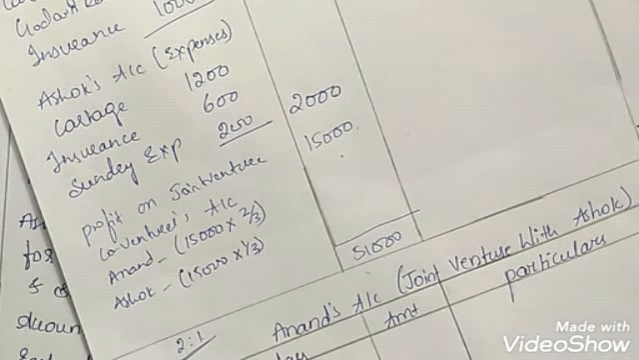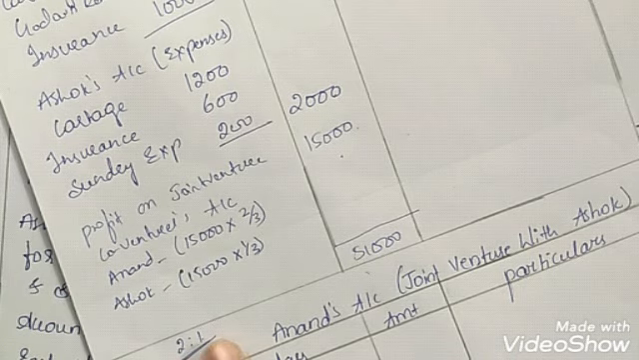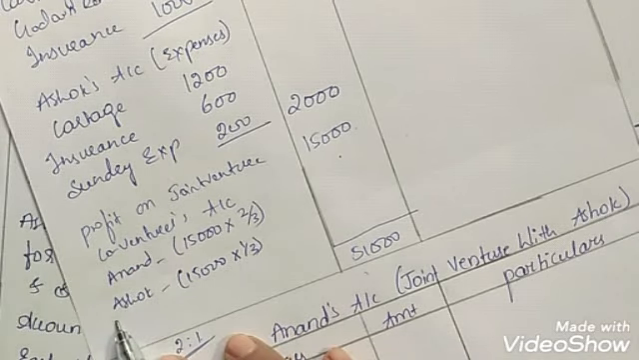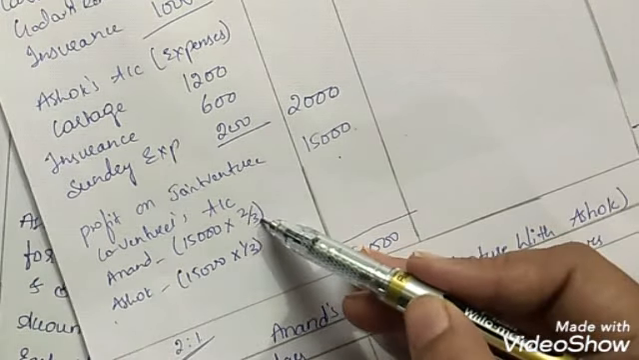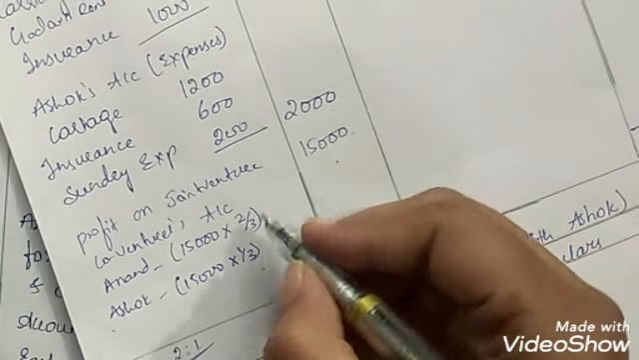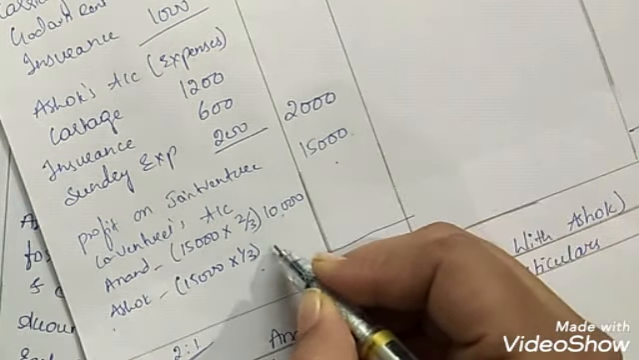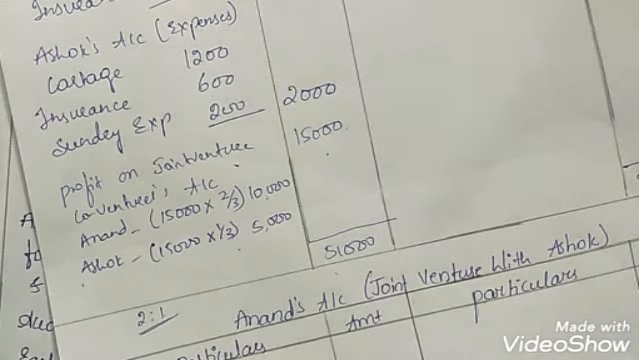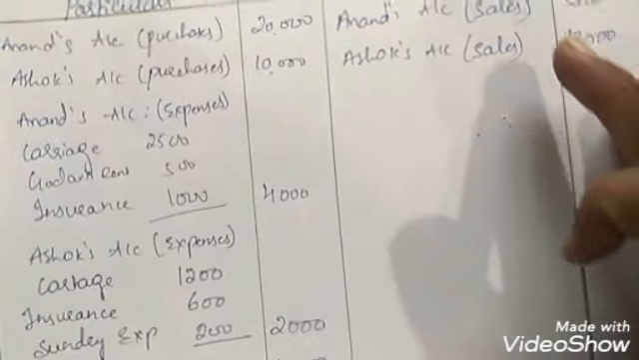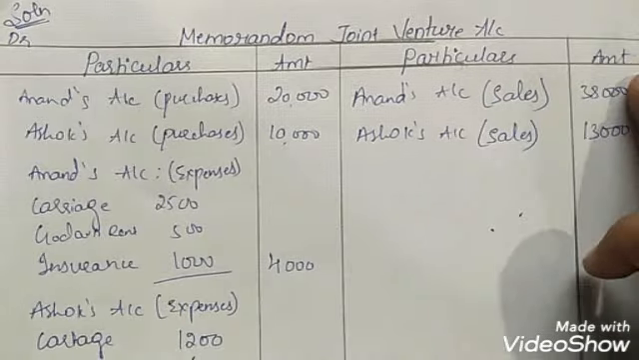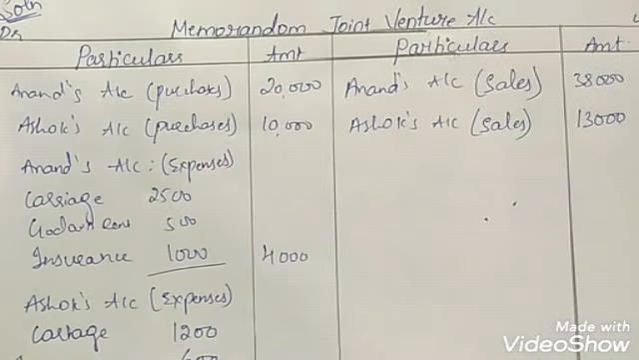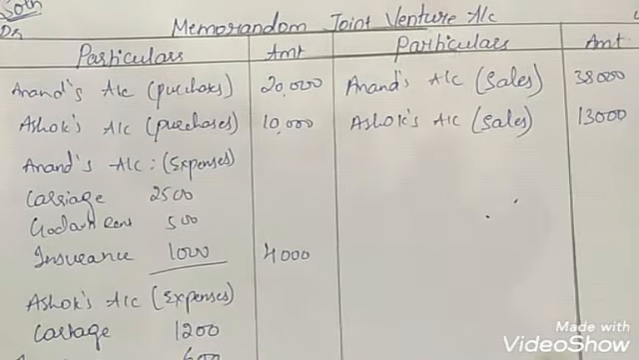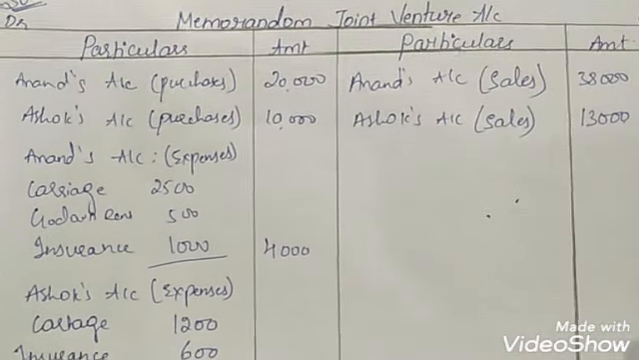So if we are dividing the profits in 3 parts, 2 plus 1 is 3, right? 2 parts belong to Anand and 1 part belongs to Ashok. That is why 2/3 and 1/3. So here we'll get the amounts 10,000 rupees and 5,000 rupees. This will appear in their own accounts, right? So this is how we prepare the memorandum joint venture account. Whoever the party has paid for any expenses or made any transaction, just mention their name. That's it. Memorandum joint venture account is very simple, right?